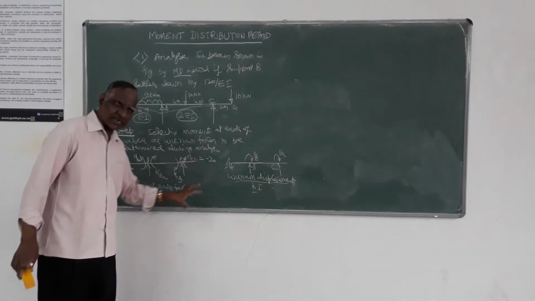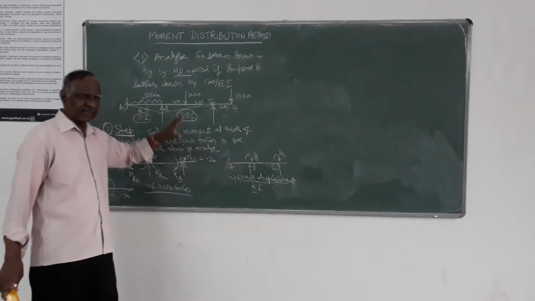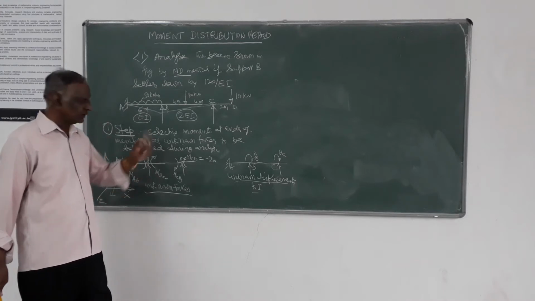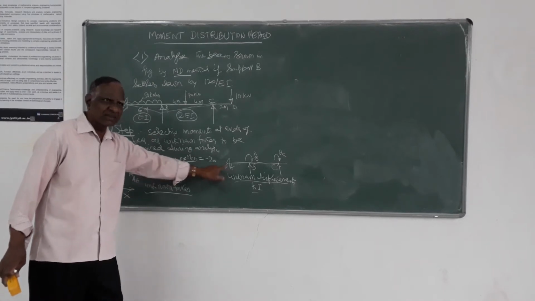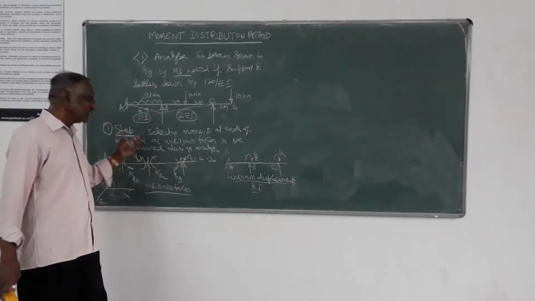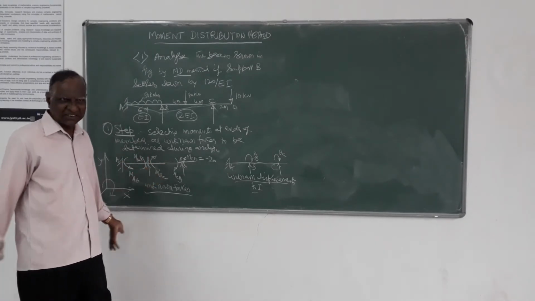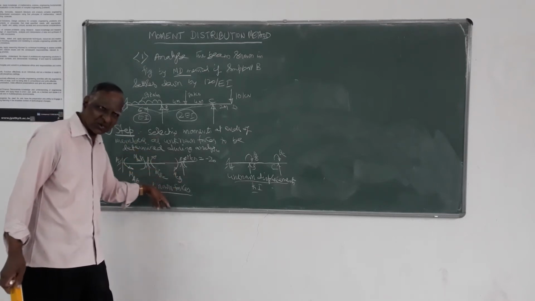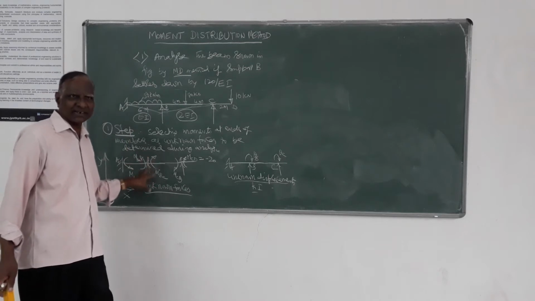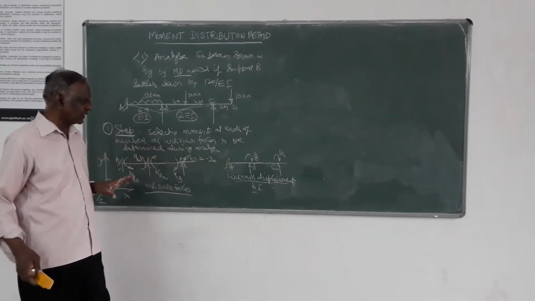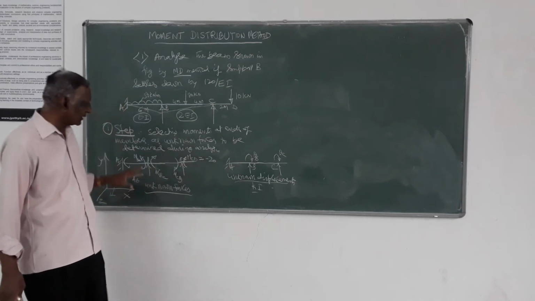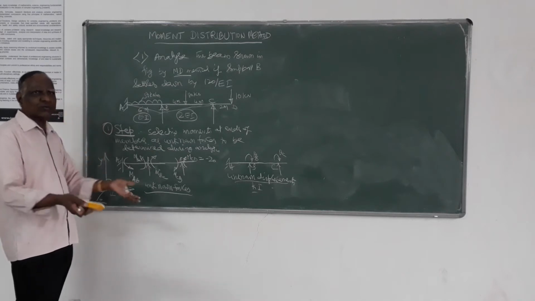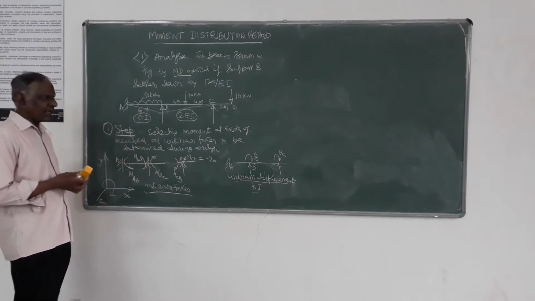Why we have to do this step is to identify whether the given frame is sway or non-sway type. Even in the slope deflection method, this is what we are doing. So this also is to be written, static and kinematic indeterminacy. So this is your kinematic indeterminacy. This is the very first step wherein we identify what we have to determine during our analysis.